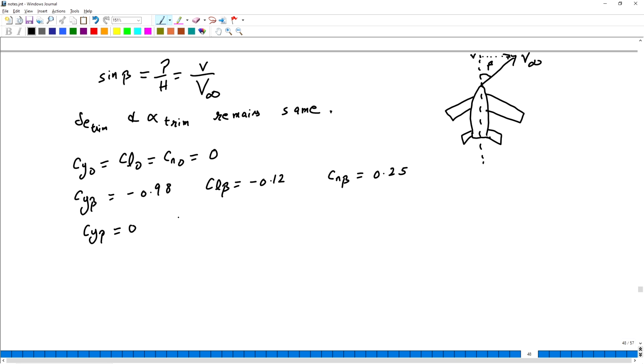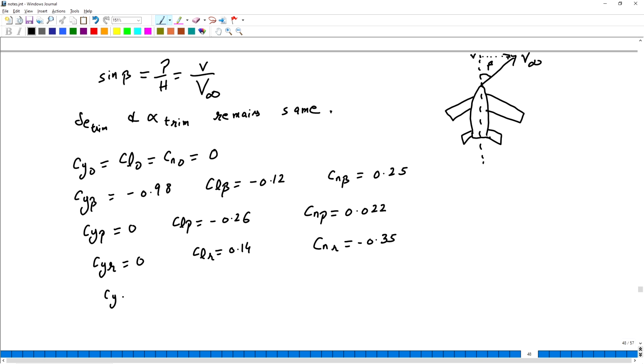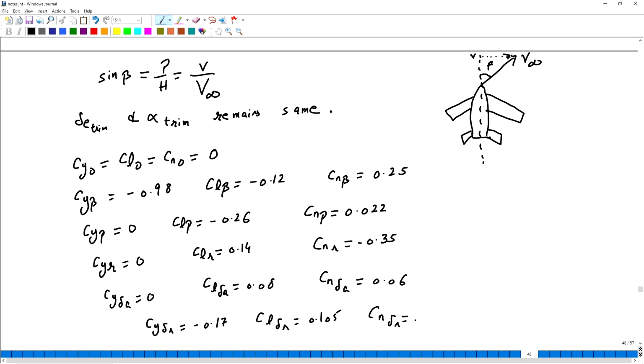Cyp equals 0, Clp equals minus 0.26, Cnp equals 0.022, Cyr equals 0, Clr equals 0.14, Cnr equals minus 0.35, Cy del A equals 0, Cl del A equals 0.08, Cn del A equals 0.06, Cy del R equals minus 0.17, Cl del R equals 0.105, Cn del R equals minus 0.032.